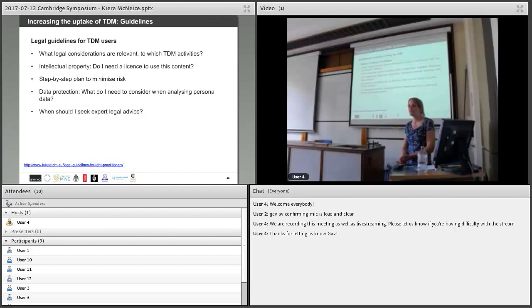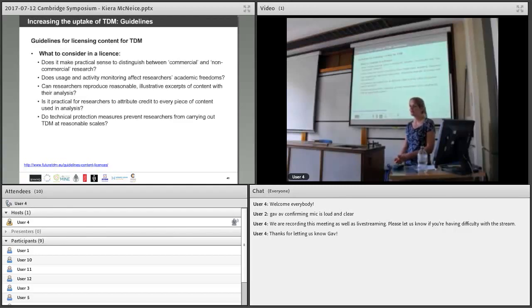In terms of guidelines for licensing content, this is one we'd really like to share with libraries and anybody who negotiates licenses on behalf of broader communities of researchers. When you're negotiating a license, please consider the needs of people who want to do TDM, as well as your typical human researchers. So think about the considerations with respect to text and data mining. Does it make sense to distinguish between commercial and non-commercial research for my researchers? Is the usage and activity monitoring going to affect their academic freedoms? Can they reproduce reasonable excerpts of the content they're analyzing? Is it practical for them to attribute credit to everything? And are the technical protection measures actually reasonable?